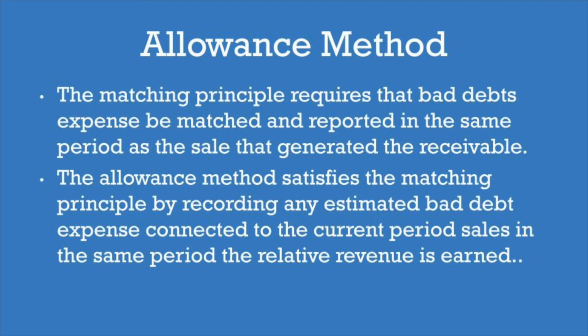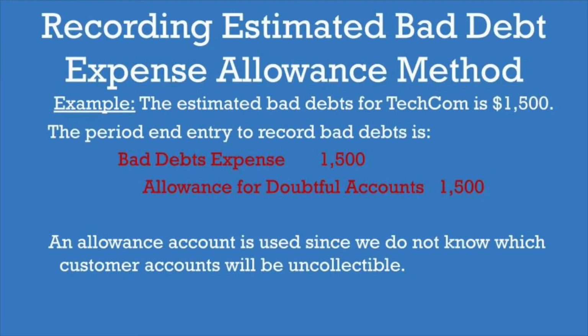So in order to do that, let's take a look at an example. Recording estimated bad debt for Telecom. The estimated bad debts for Telecom is $1,500. Now, we're going to look at how they estimated that in a few minutes. But first of all, let's assume that they estimate that the bad debts is $1,500. So the end of period entry would be bad debt expense, $1,500 debit, allowance for doubtful accounts, $1,500 credit.